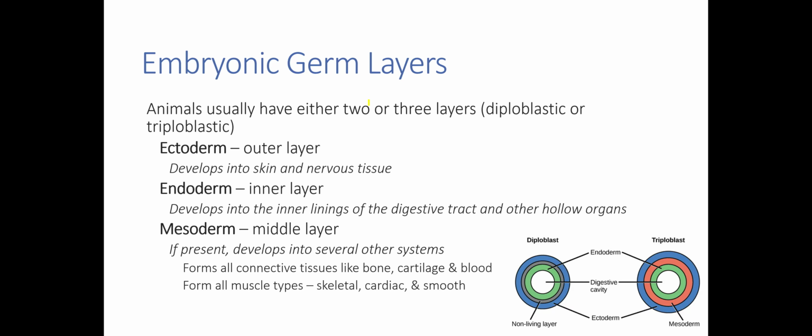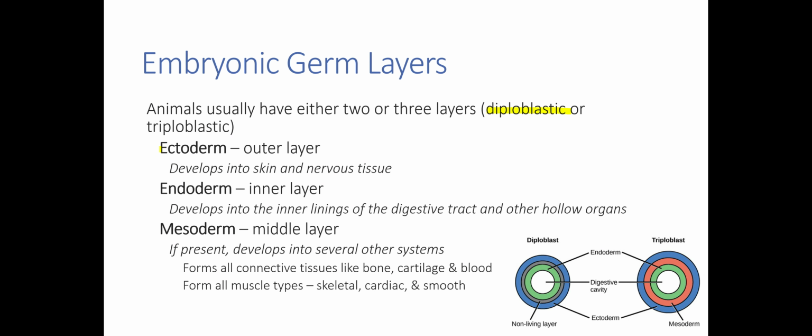So how is it that you go from this ball of cells with no specialization to a baby organism that has distinct structures and parts and functions? Well, a lot of it has to do with the positioning of the cells. Most animals are either going to be diploblastic, which means they have two of these three, the ectoderm and the endoderm, or, a lot of your more complex animals are going to be triploblastic, and these are the ones that have all three germ layers.